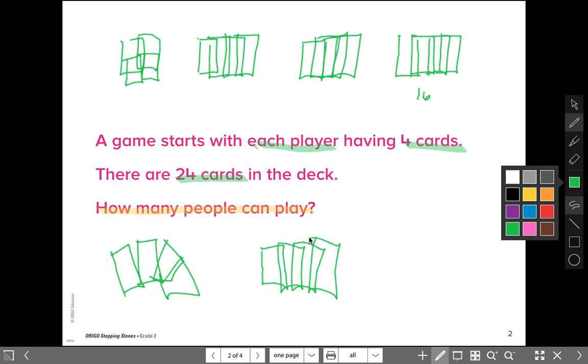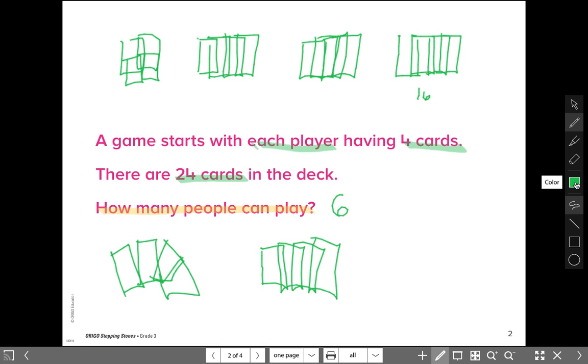Chase, how many people can play? 6. 1, 2, 3, 4, 5, 6. I have 6 groups of 4. Okay, I solved my problem. How many people can play? 6. Okay, 6 people can play. Now, that's a lot, okay?